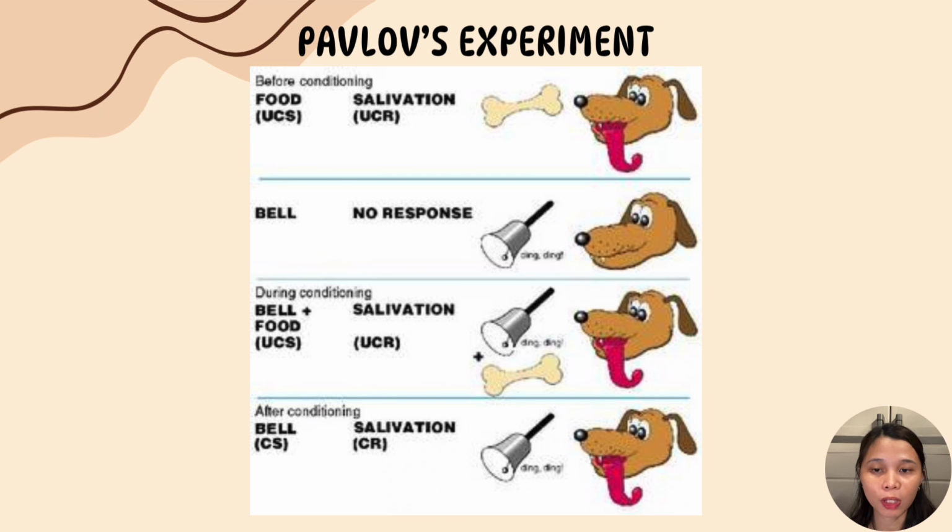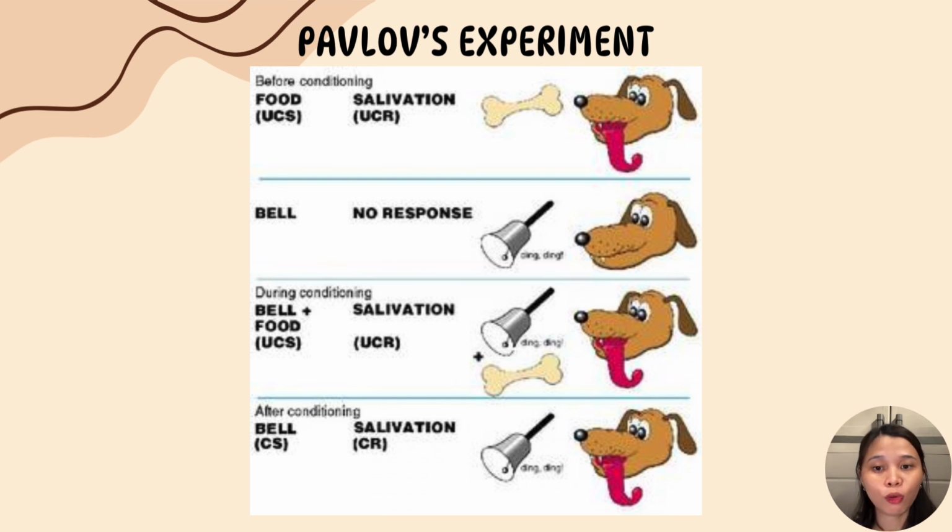As you can see in the picture of Pavlov's experiment, before conditioning, ringing the bell is the neutral stimulus and causes no response from the dog. Placing food, the unconditioned stimulus, in front of the dog initiated salivation, which is the unconditioned response. During conditioning, the bell was rung a few seconds before the dog was presented with food. Then after conditioning, the ringing of the bell, which is the conditioned stimulus, alone produced salivation, the conditioned response. So this is classical conditioning.